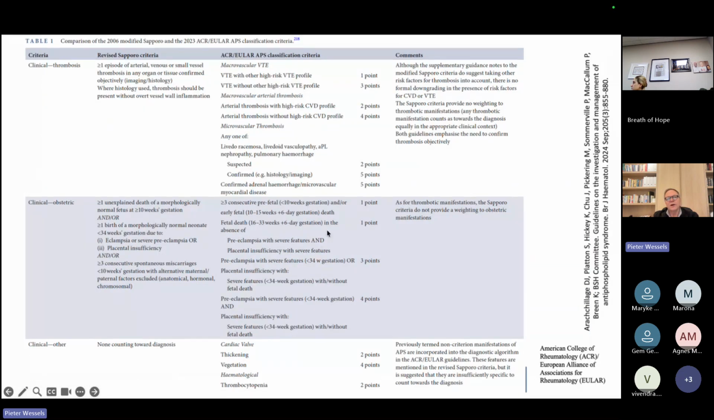And I'm not going to spend time here, but you can see that's the way that we do it at present. This is the suggested way, where we have different types of antiphospholipid syndrome: microvascular type, macrovascular type, obstetric type, cardiac valve type, rheumatological type.